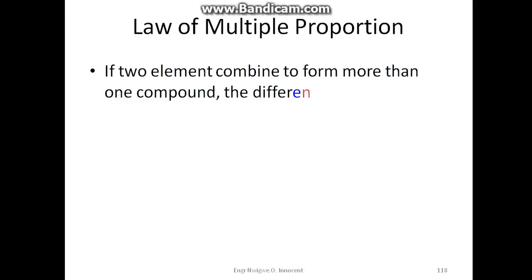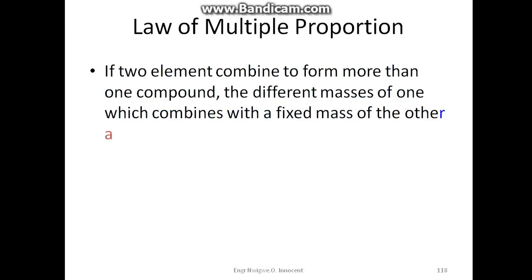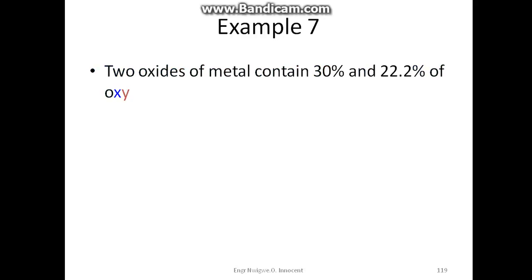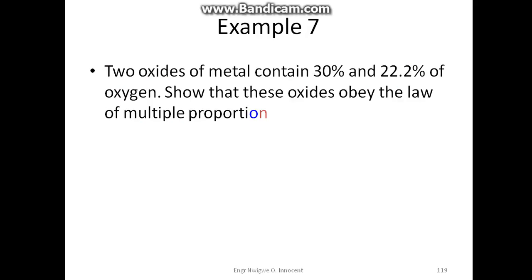Law of multiple proportions. If two elements combine to form more than one compound, the different masses of one which combine with a fixed mass of the other are in simple whole number ratio. Example 7. Two oxides of a metal contain 30% and 22.2% of oxygen. Show that the oxides obey the law of multiple proportions.